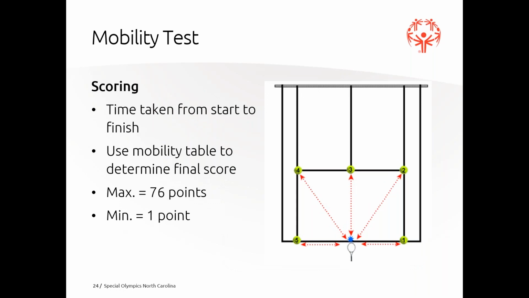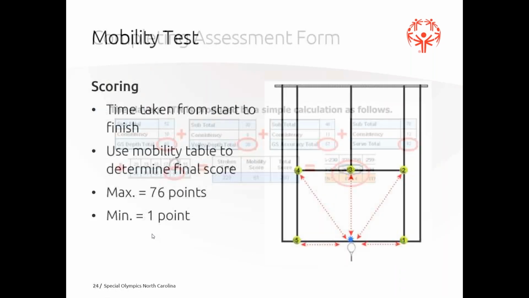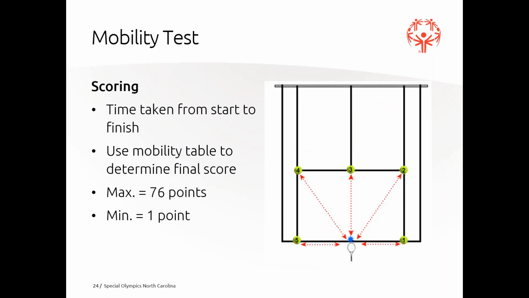The timekeeper will say ready, set, go, and the athlete will run to each ball one at a time. They will pick up a ball and return it to the tennis racket where they started and then proceed to the next ball. Time stops when all 5 tennis balls are placed on the racket. Points are awarded based on the time it takes to complete the task. Use the mobility table to record the athlete's score on the ITN assessment sheet.